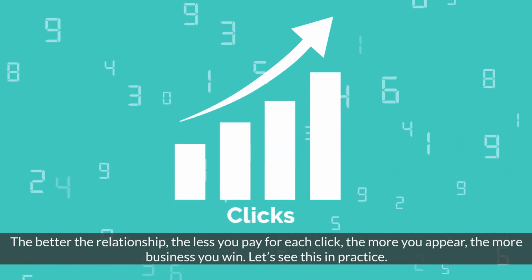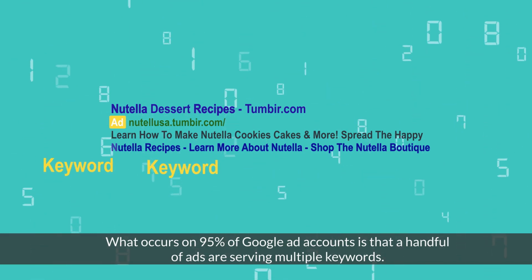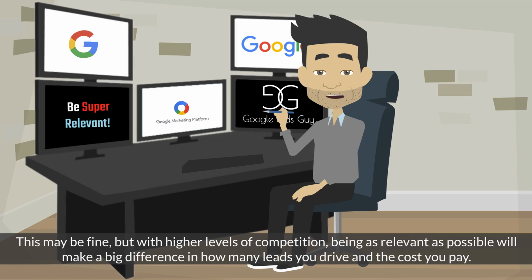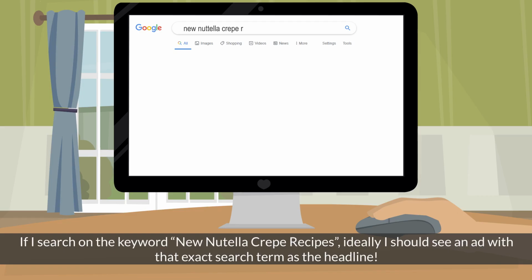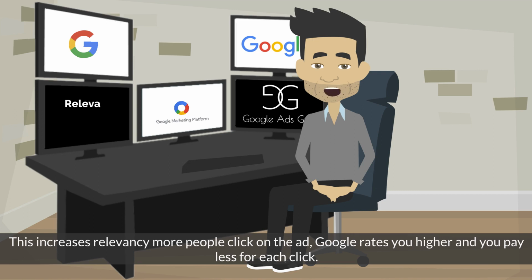Let's see this in practice. What occurs on 95% of Google ad accounts is that a handful of ads are serving multiple keywords. This may be fine, but with higher levels of competition, being as relevant as possible will make a big difference in how many leads you drive and the cost you pay. If I search on the keyword new Nutella crepe recipes, ideally I should see an ad with the exact search term as the headline. This increases relevancy, so more people click on the ad. Google rates you higher and you pay less for each click.